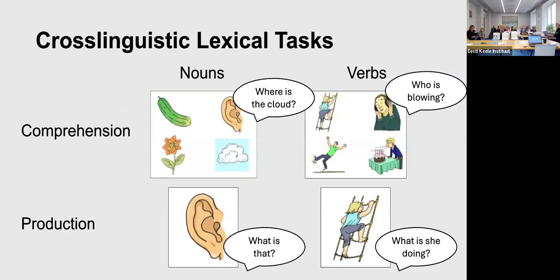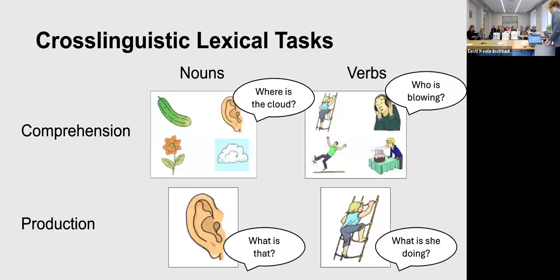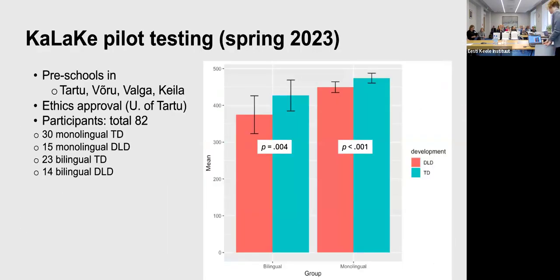So we have nouns, verbs, comprehension test, and production test. These are four different tasks, each of which has 30 words in it. And this is the results that we have so far.